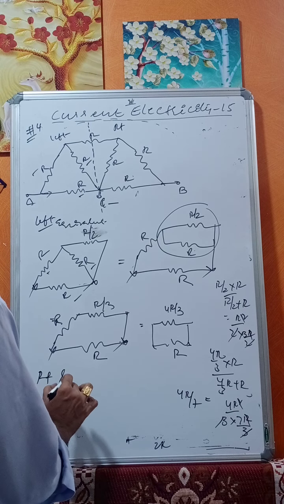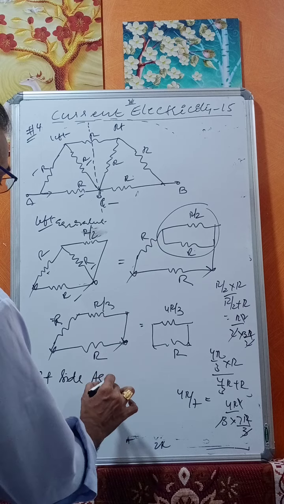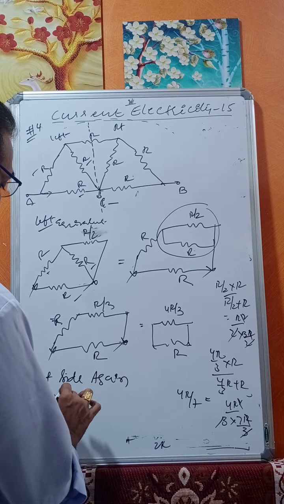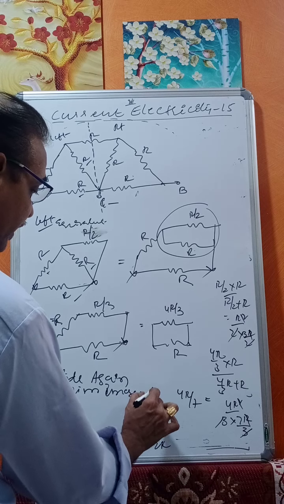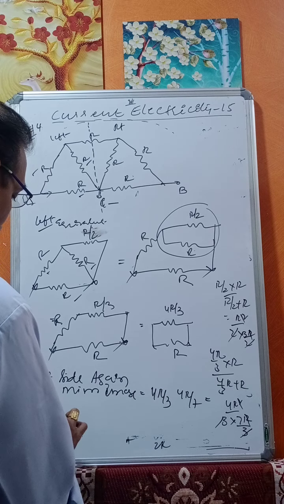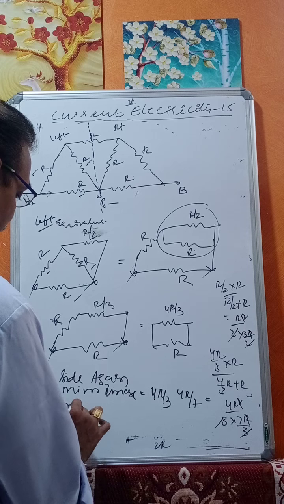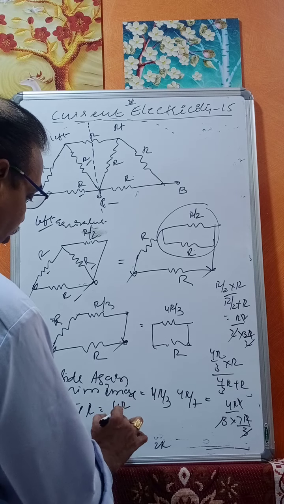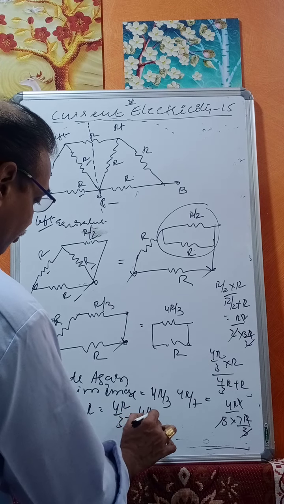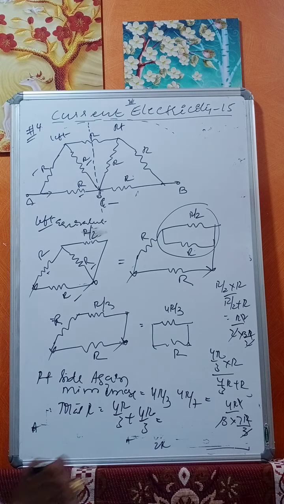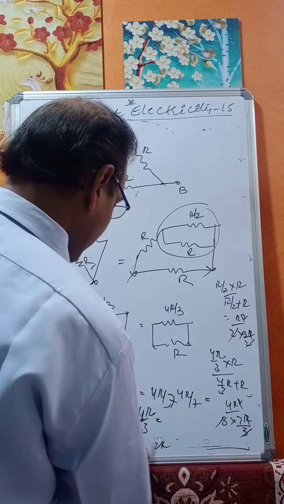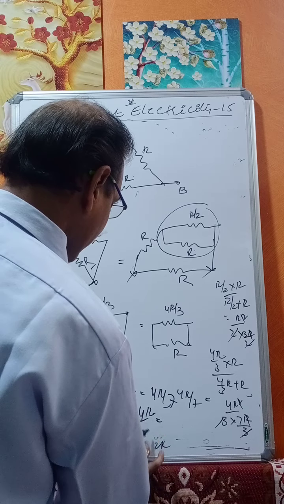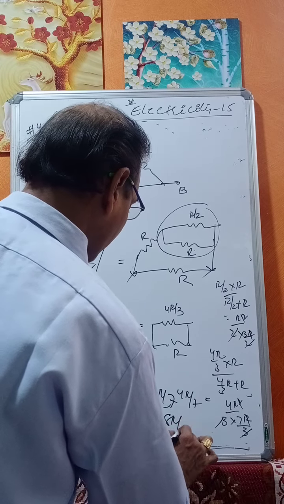For the right side, again the same mirror. The right side is again a mirror image, which again equals 4R by 7. Therefore the total R equals 4R by 7 plus 4R by 7. That equals 8R by 7.